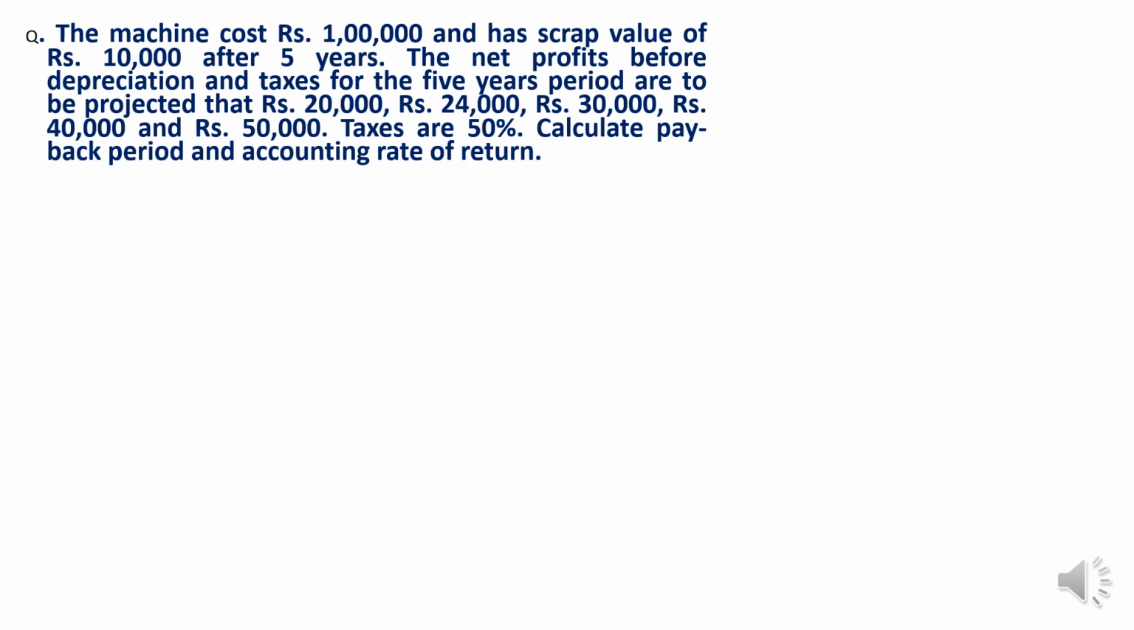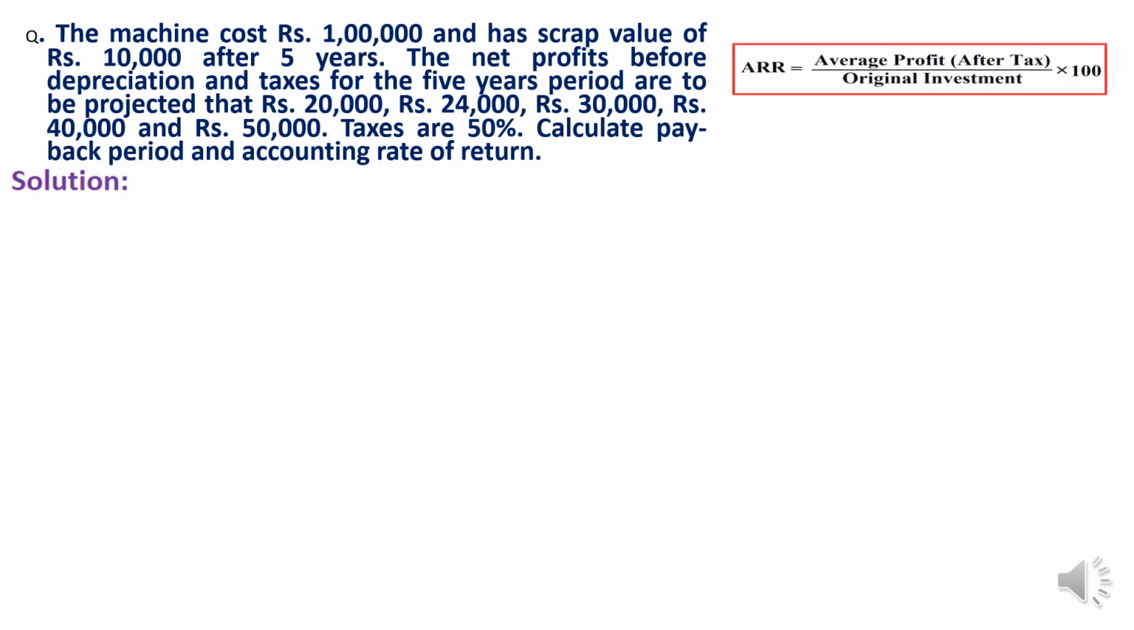Calculate the payback period and the accounting rate. Both we have to calculate, payback period and ARR. How to solve this problem, we will see. What is the formula of ARR? ARR is equal to average profit after tax divided by original investment into 100. If you apply the formula, we don't know the average profit after tax. That's the reason why I kept a question mark over there. But the investment we are aware of, that is the 1 lakh investment we made, into 100. We don't know the answer since we don't know the average profit.